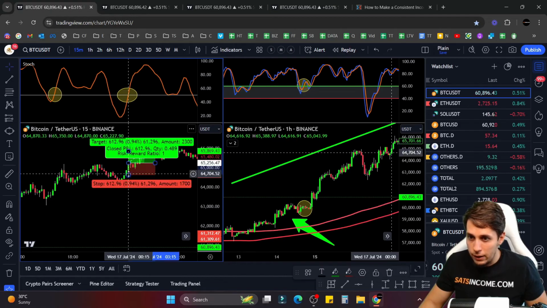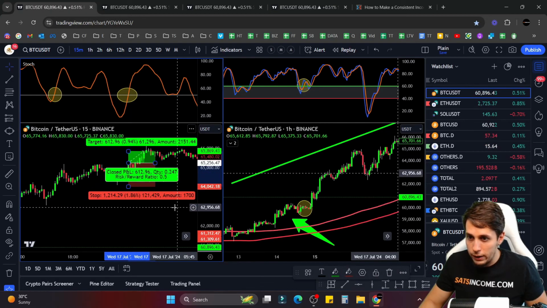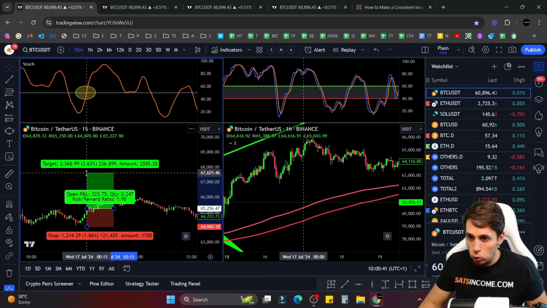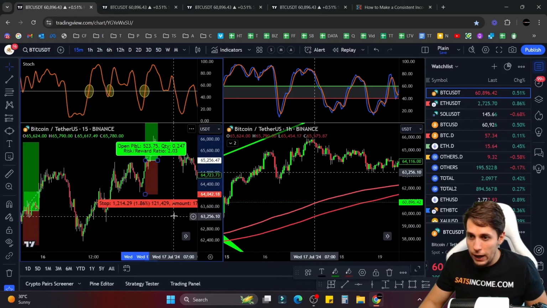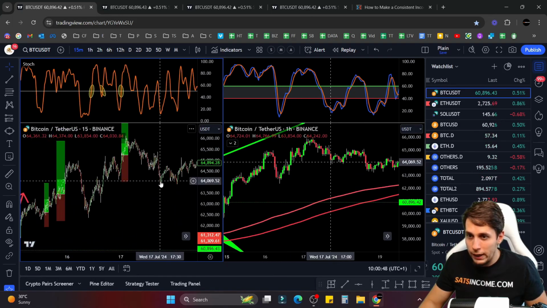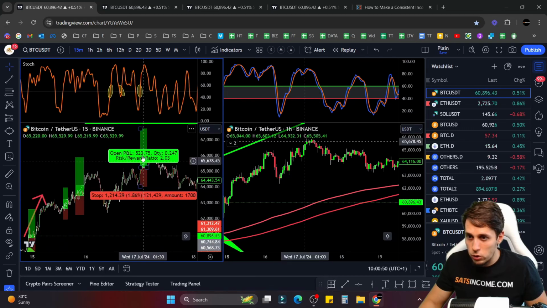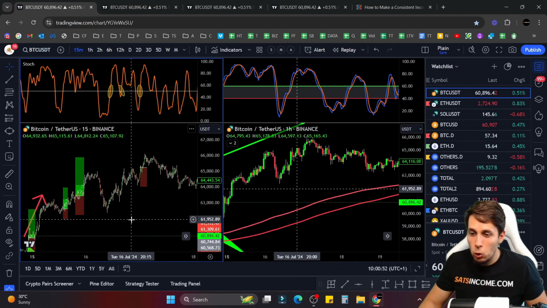So this is a trade right here, stop loss right here, and you target 2-to-1 reward to risk. And it looks like this trade we lost this trade, right? So the stop loss got hit on this one, so this is a loss.